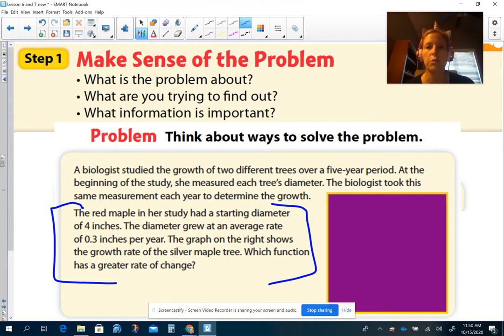But first, I want you to write an equation for the red maple, okay? I'm going to read it again. The red maple in her study had a starting diameter of 4 inches. The diameter grew at an average rate of 0.3 of an inch per year. Pause my video and write your equation, please. Okay, let's see how you did, okay?